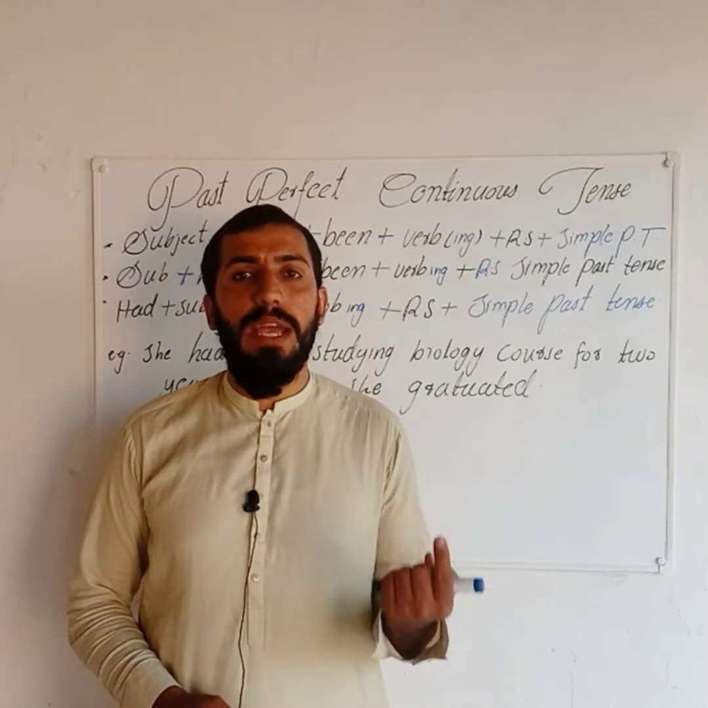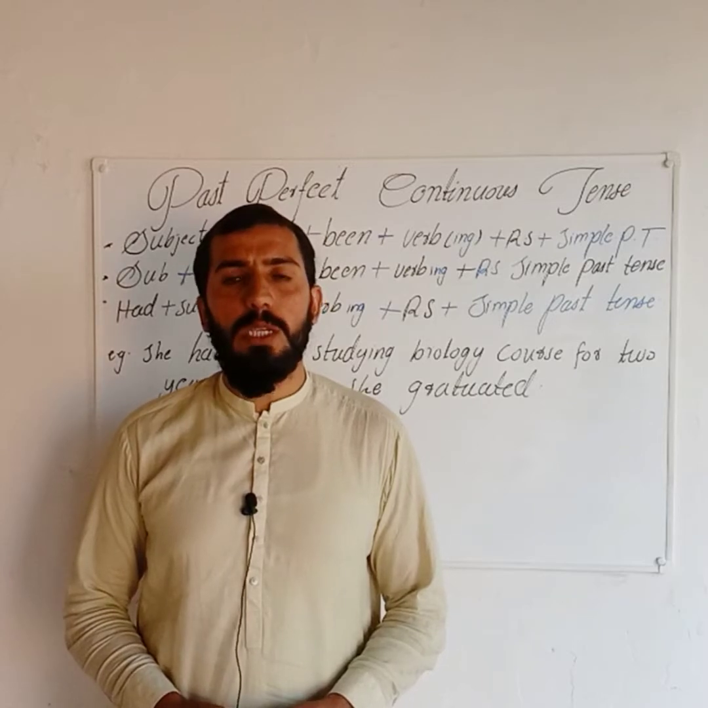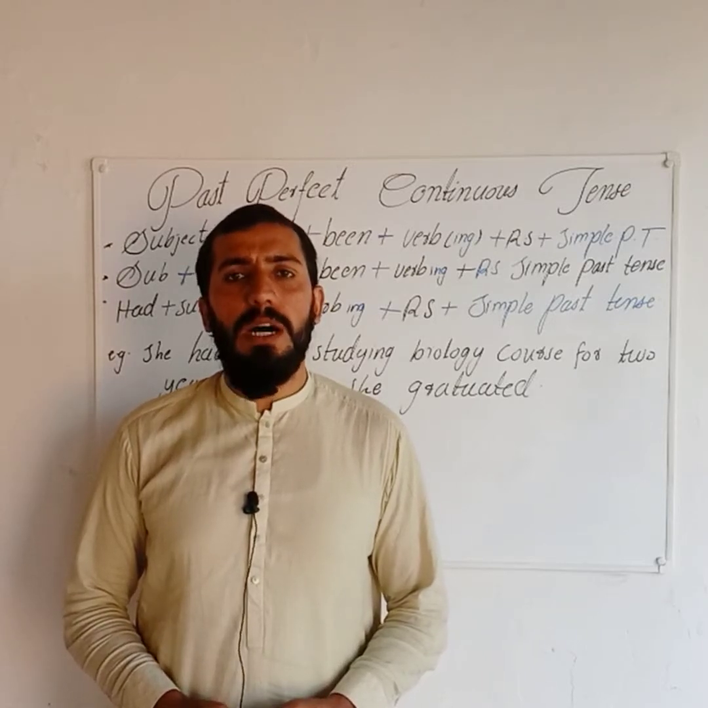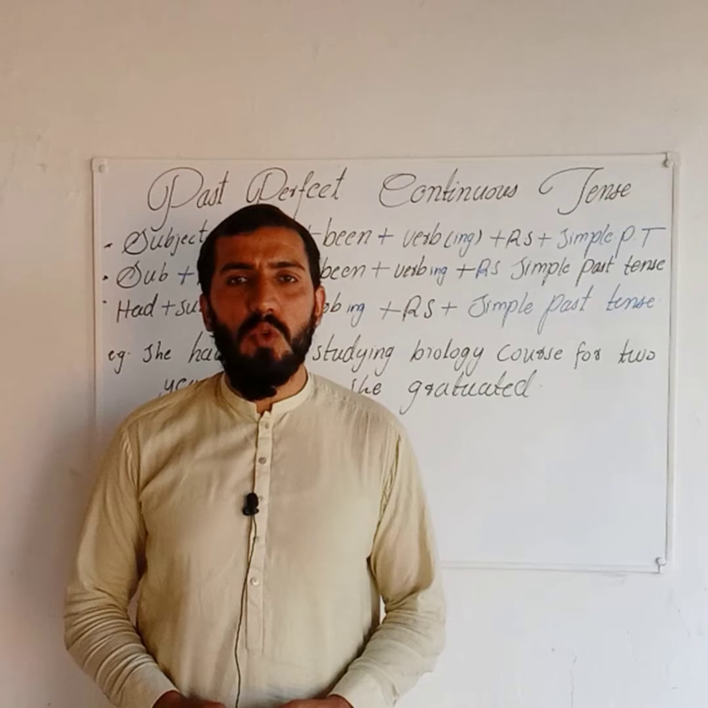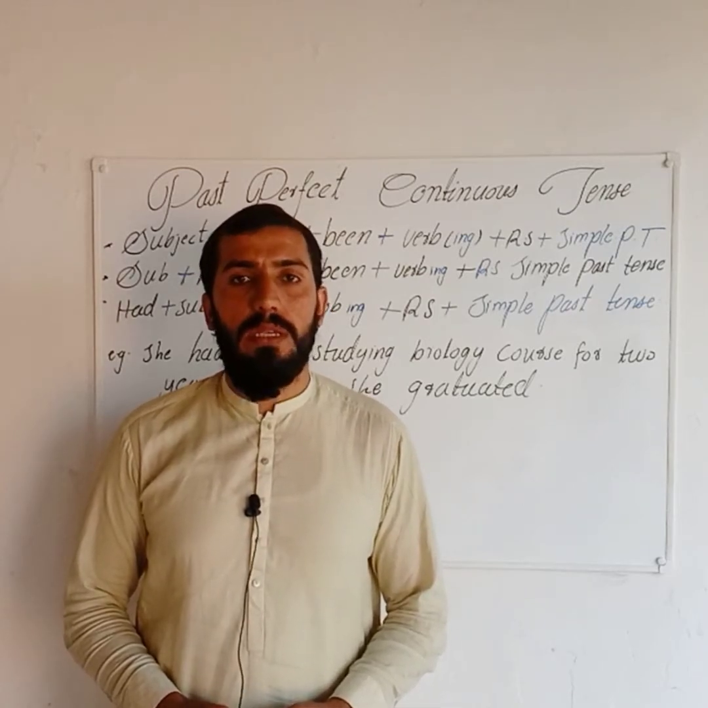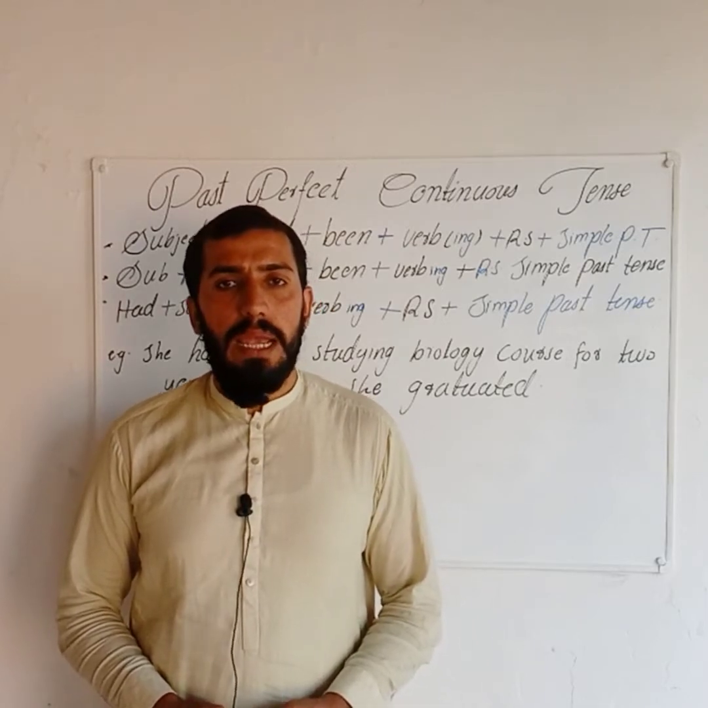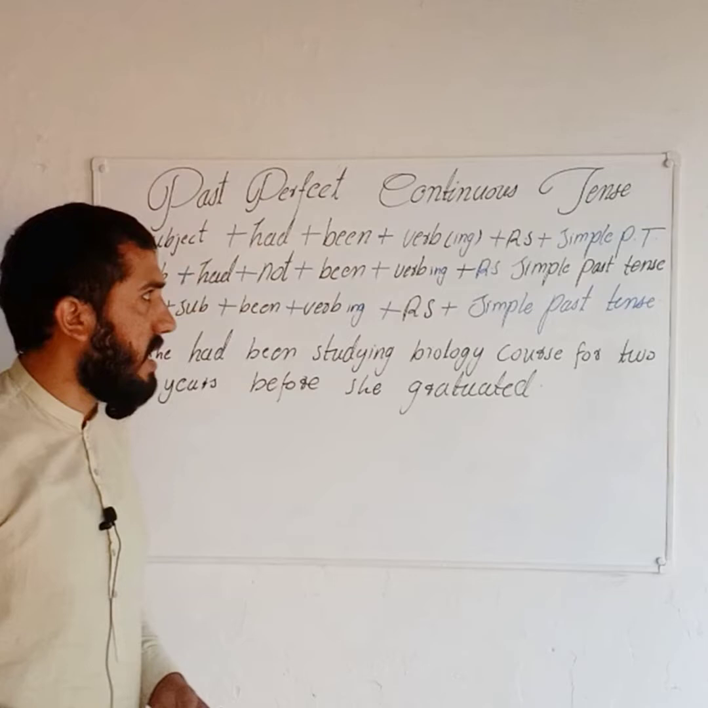But before getting to its structure, we will talk about its definition. Do you know what past perfect continuous tense is? Past perfect continuous tense is used to show the length or duration of an action that was in progress before another action or time in the past. Now, as you can see, its structures.